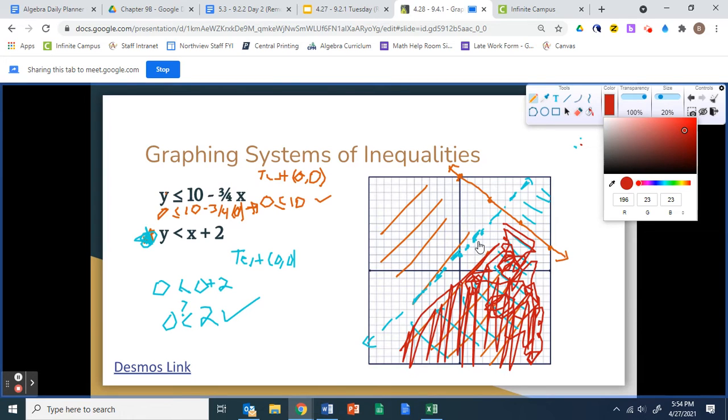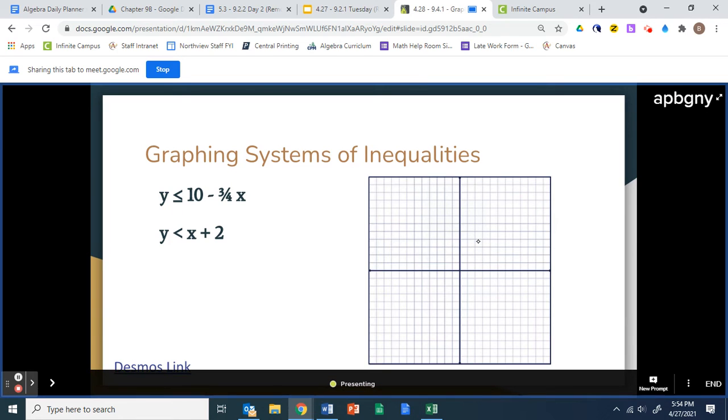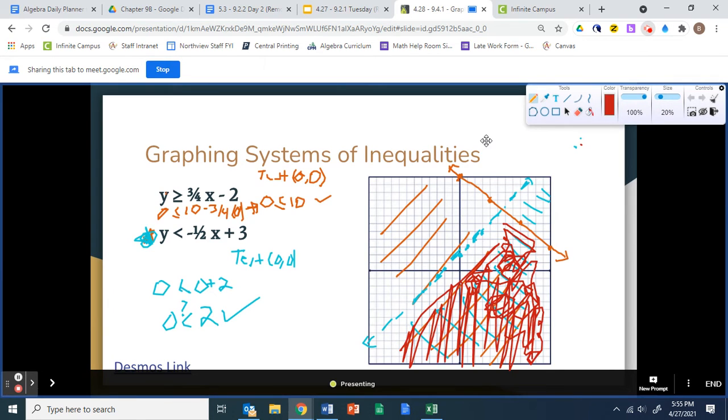All right, so I'm going to go ahead and do one more here in this video. I'm going to do this one right here. I have y is greater than or equal to 3/4 x minus 2. So I'm going to go ahead and start graphing that.